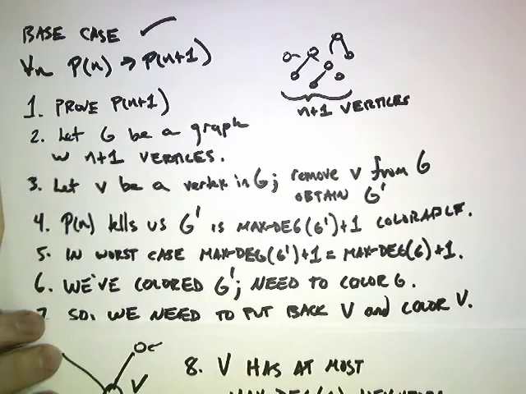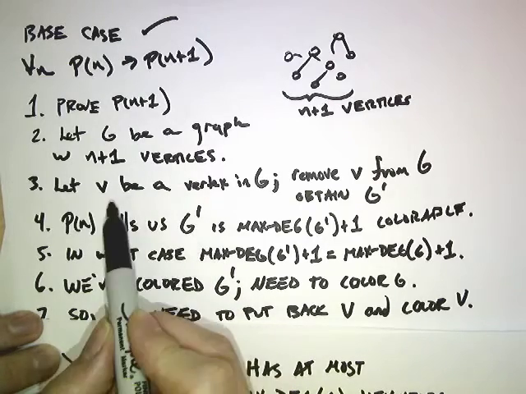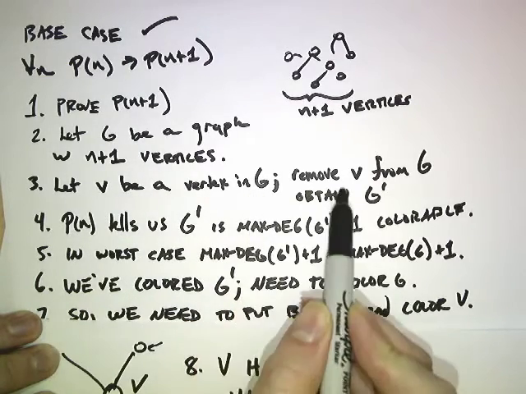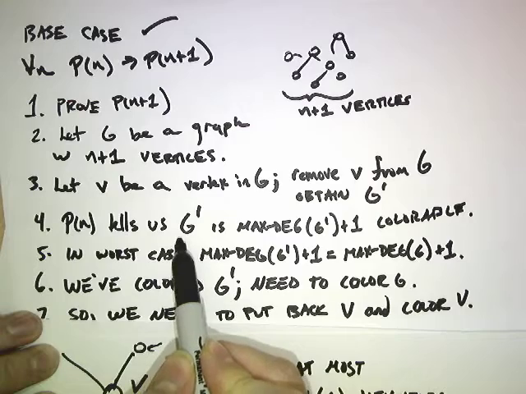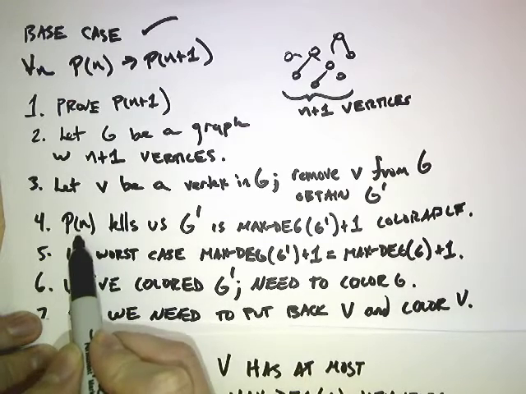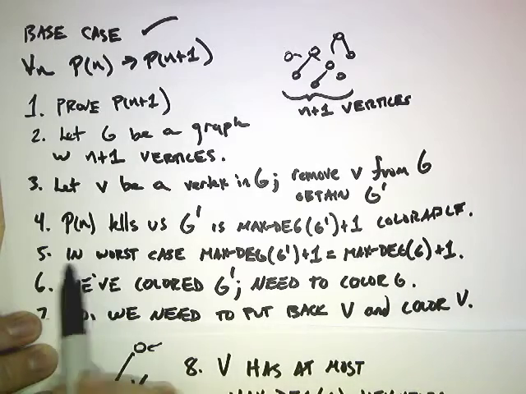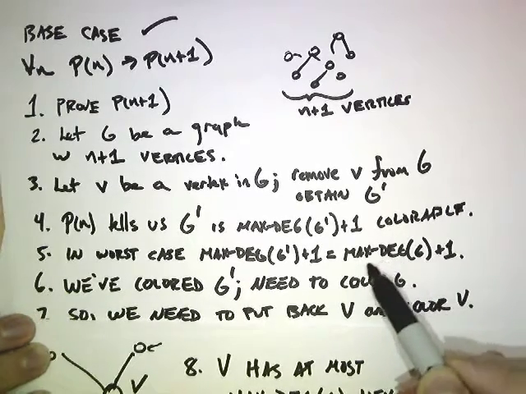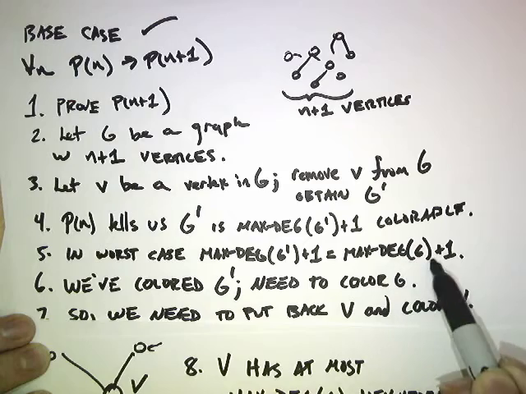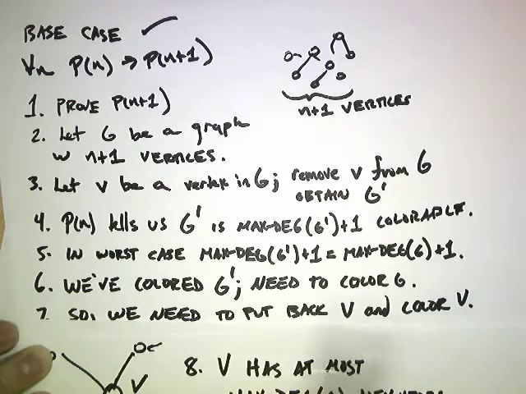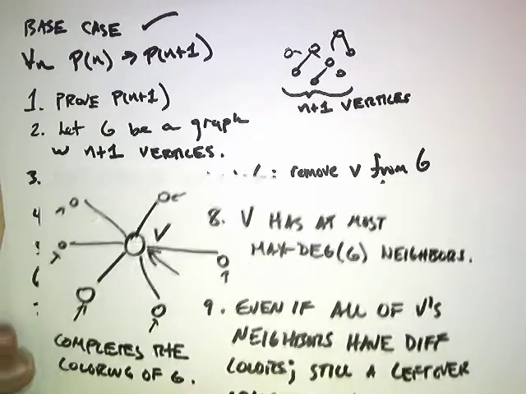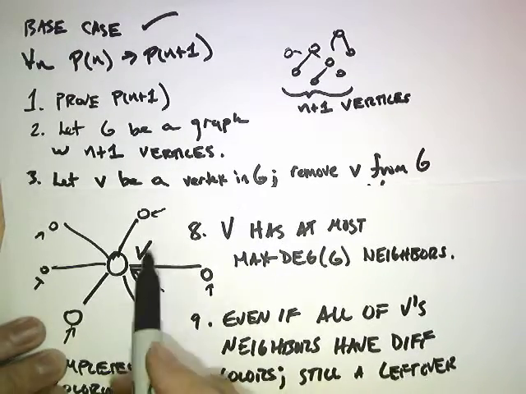And so that will complete the proof. So G is your graph with n plus 1 vertices. We picked any vertex V in G, we removed it, we got G prime. The inductive hypothesis P of n tells us that it's max degree of G prime plus 1 colorable. In the worst case, the inductive hypothesis gives us a max degree of G plus 1 coloring. We've colored G prime, we just need to color G, so we need to put back V in and color V. So here's a picture of V.